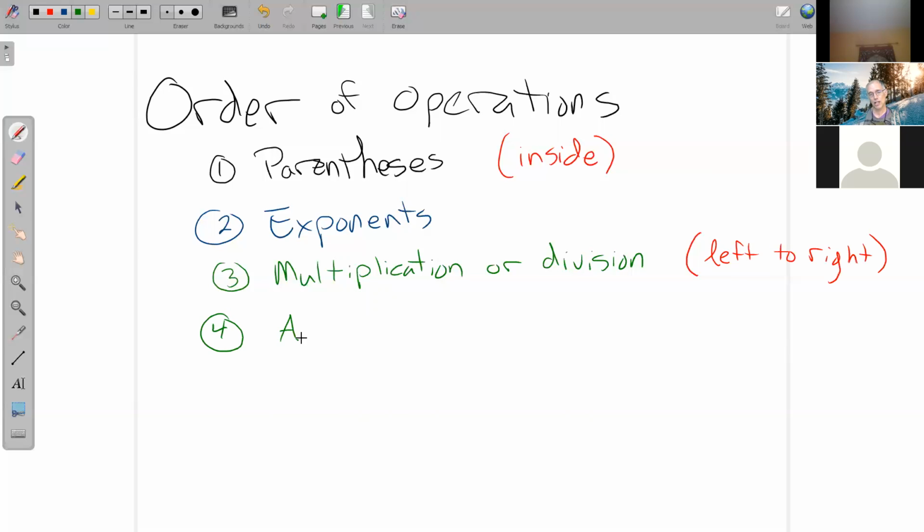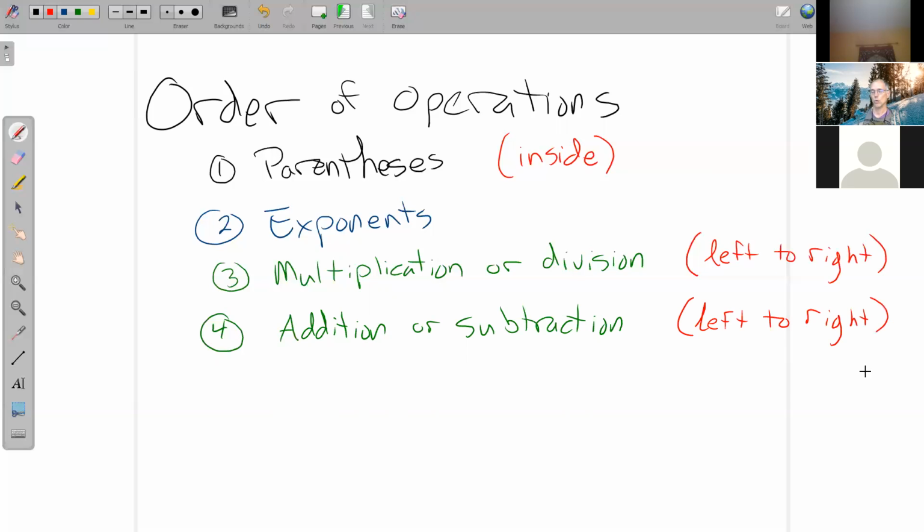Similarly, it's not addition first and then subtraction, it's addition or subtraction. And again, it's got to be left to right. So if subtraction comes first, you got to do it first. You can't go do the additions first. That can mess things up. And what I want to get to next class is why this order.